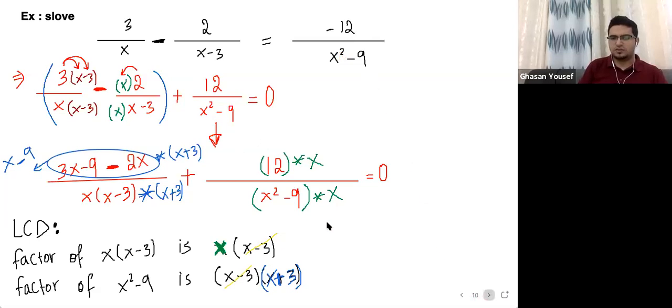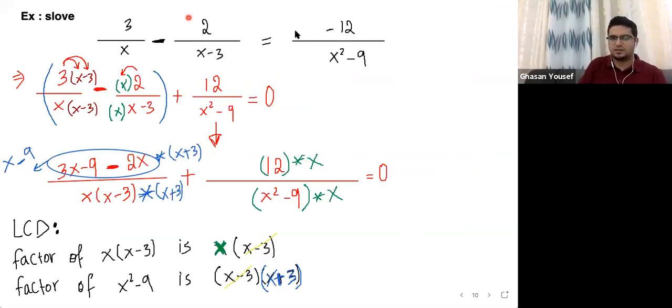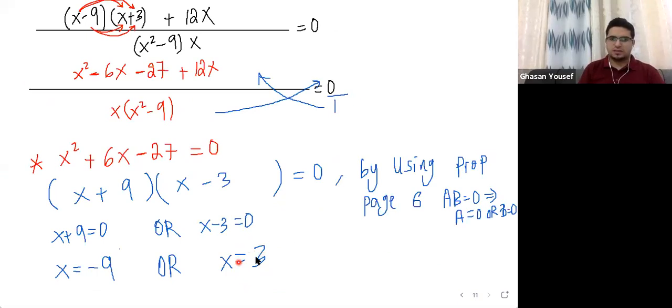So is 3 a solution for this equation? Is x equals 3 a solution after I plug it inside the fraction equation? No. After I plug it here, I get 3 over 3, which gives me 1, minus 2 over 0, and here minus 12 over 0. Anything over 0 is undefined, right? So this is not a solution. But if I plug in x equals minus 9, it gives me a solution.